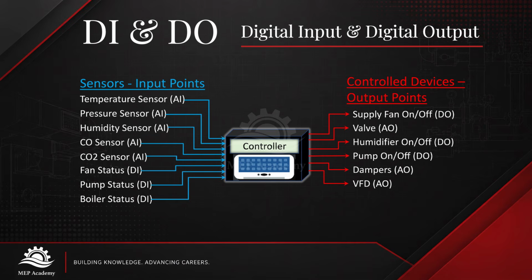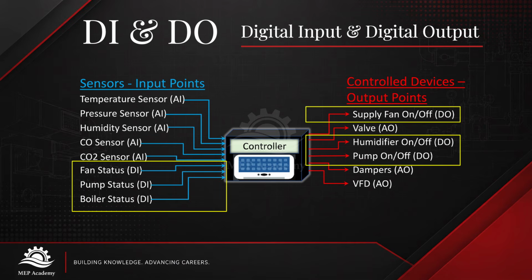Number 40. DI and DO, Digital Input and Digital Output. Digital signals typically represent two states, such as on or off. A digital input receives status information, while a digital output sends a command, such as starting or stopping a fan.